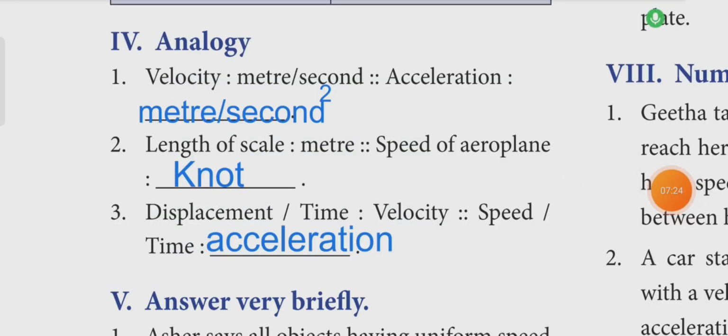Next, fourth Roman, analogy. Velocity, meter per second. Acceleration, meter per second squared. Length of scale, meter. Speed of aeroplane, knot. Displacement per time, velocity. Speed per time, acceleration.